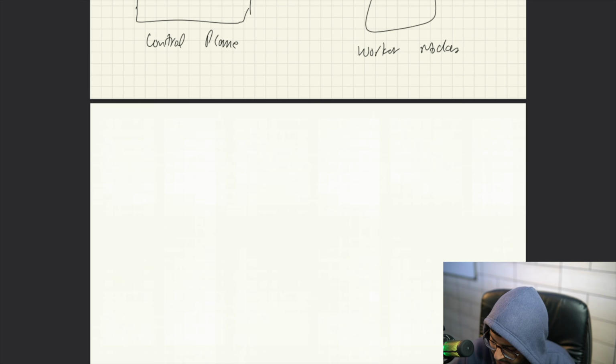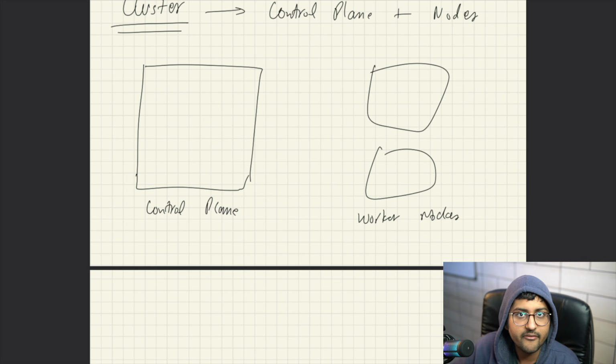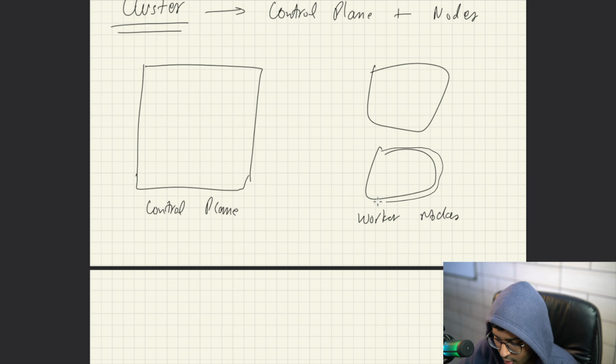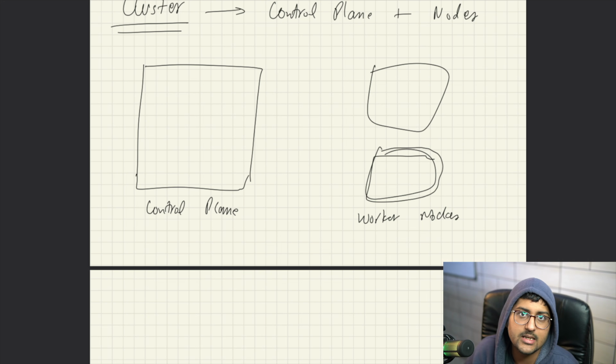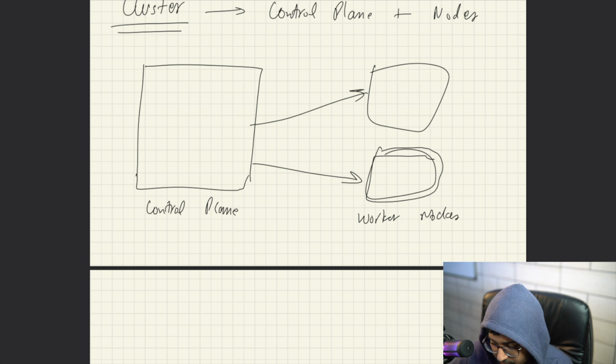So Kunal, what is this control plane? Where is it? What is this worker node? Where is it? This node thing that I'm talking about, individually you can imagine these as servers or virtual machines, whatever you want. Worker node is the place where your application will be running. Control plane is actually going to manage the worker nodes.